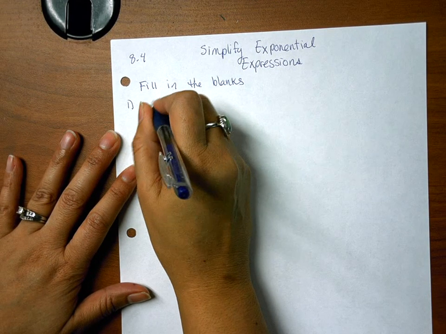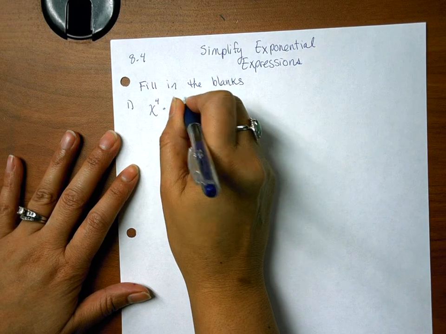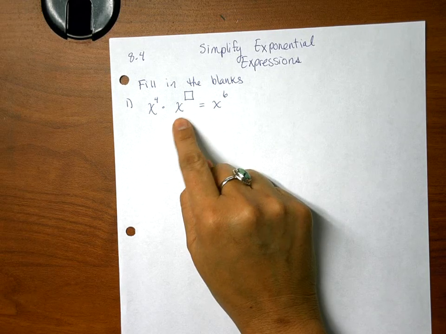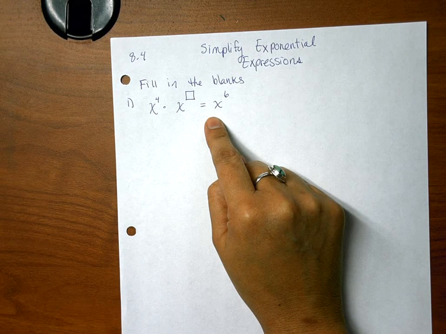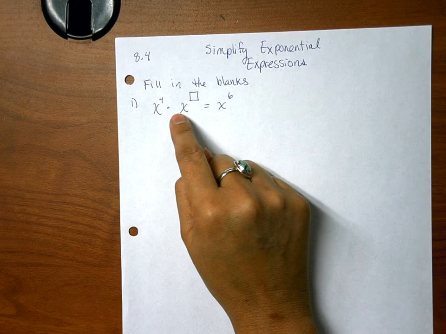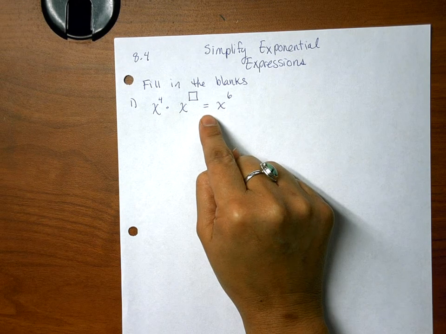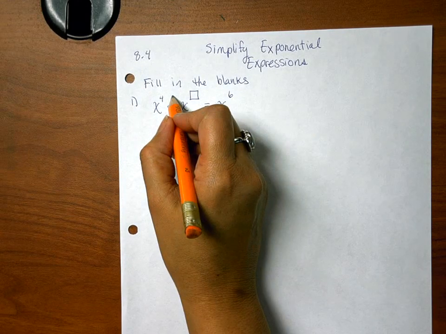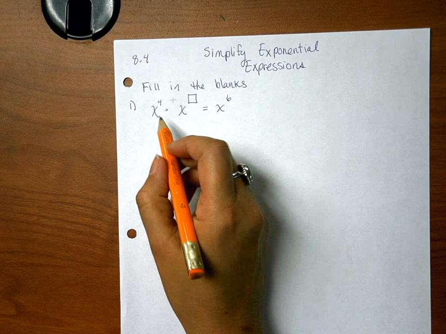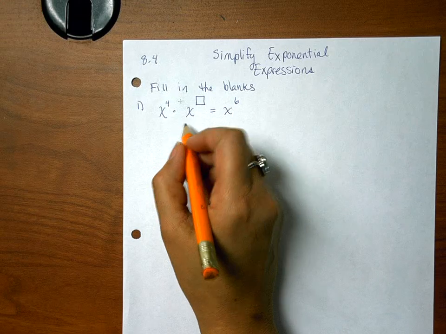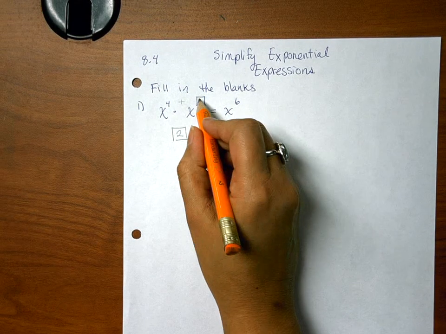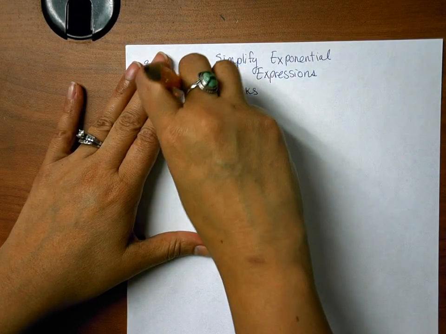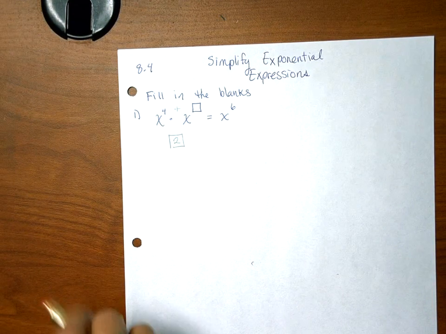Number 1, x to the fourth times x to the blank equals x to the sixth. X to what power would make this work? X to the fourth times x to what power equals x to the sixth. We know at this point we're going to add exponents. So pretty much you're asking yourself 4 plus what is 6? And the answer is 2. I'm going to lightly put in there, if there were a 2 there, 4 plus 2 is 6. That would be your answer.